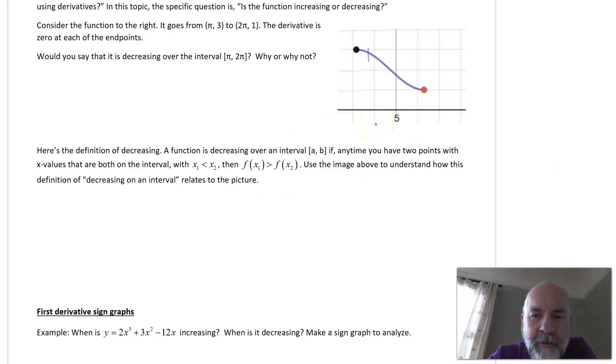So when we look at this, you pick any 2 points. I'll pick this one will be x1 and this will be x2. Is the y value here bigger than the y value there? And it's like, sure. So I'm going to pick 2 other points. I'm going to pick this one and this one. It still works. So now I'm going to say, what if I pick one of the endpoints?